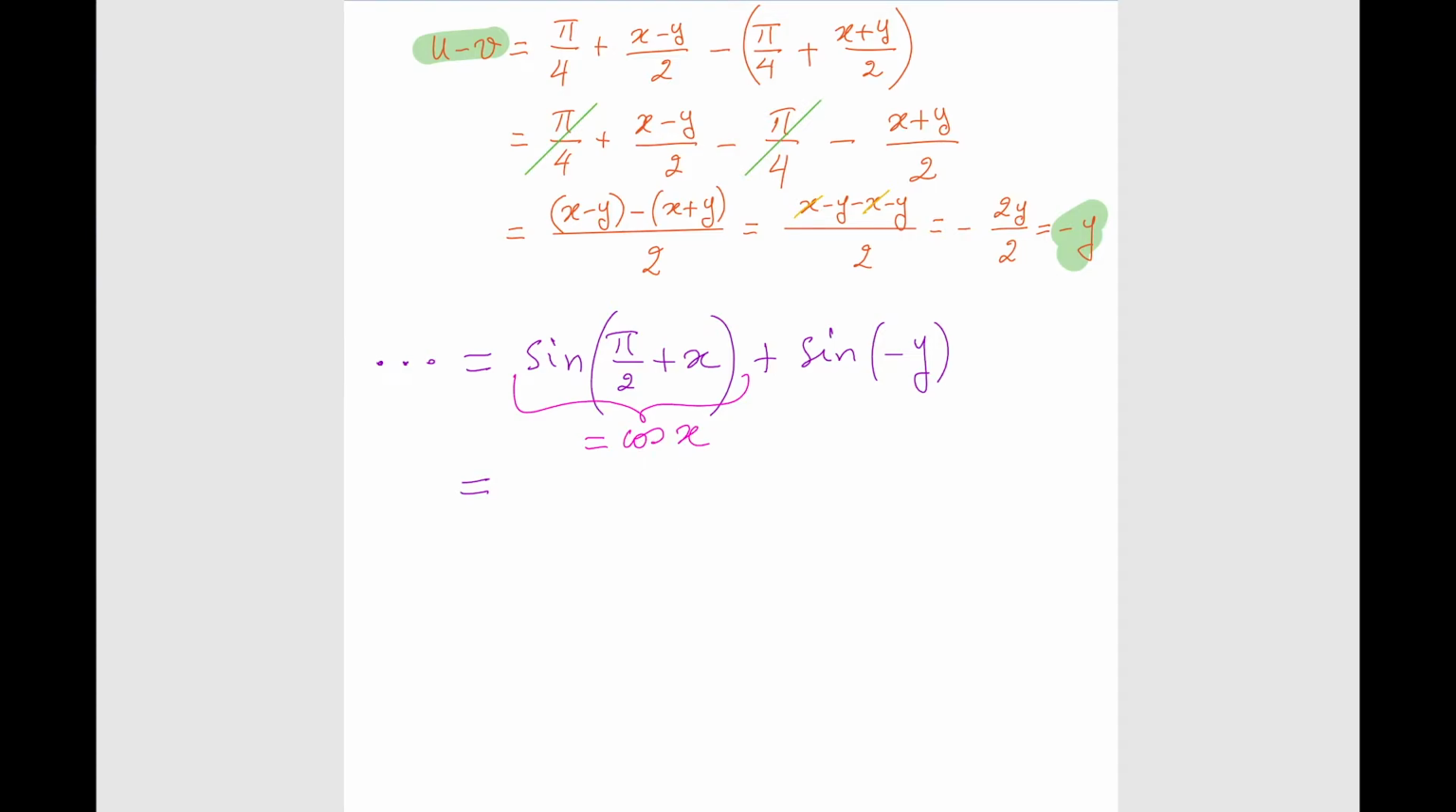And this is equal to, how about this guy? This is equal to what? This is equal to negative sine of y. And why is that? Since sine is odd, right?